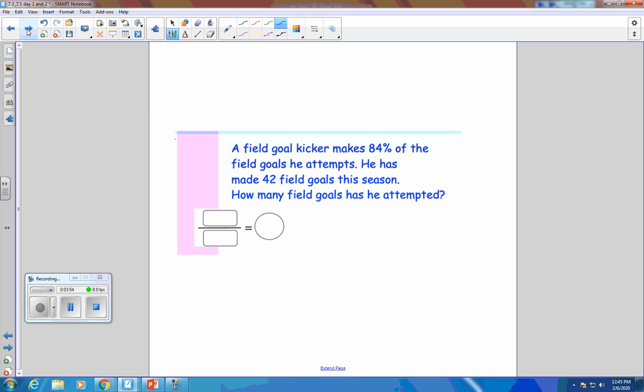Next one, a field goal kicker makes 84% of the field goals he attempts. He has made 42 field goals this season. How many has he attempted? Well, again, I see that 84%. I'm going to put that over 100. 84 over 100. Then I see that he has made 42 field goals. We're trying to figure out how many he has attempted. So the attempted is that total number. He's attempted how many? That's going to be our x. We're searching for our whole number, and we know he's made 42. That's part of the whole.